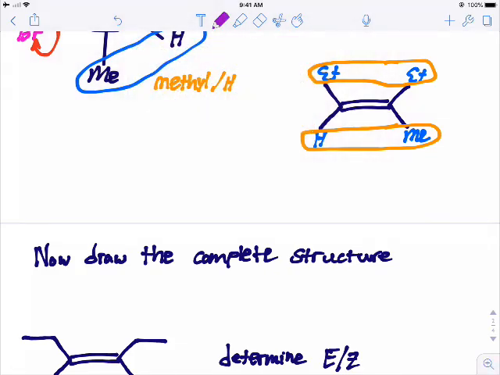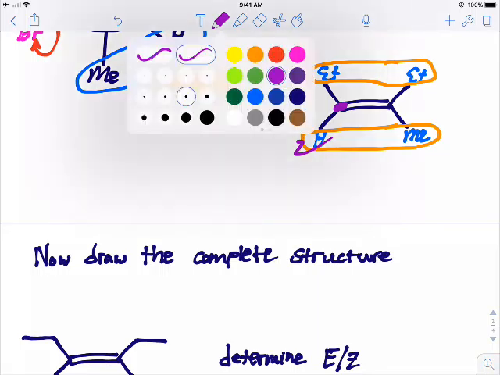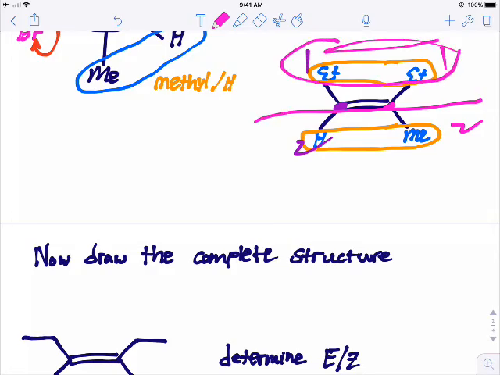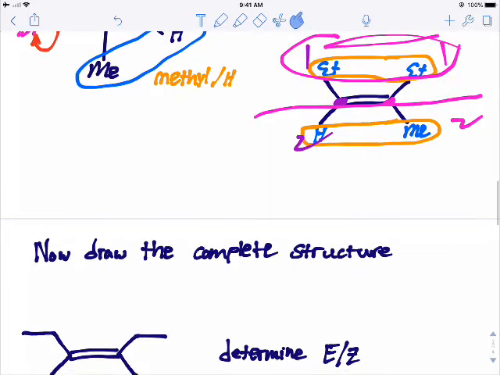So on our left carbon, ethyl is the larger group, hydrogen is the smaller group. On our right carbon, ethyl is the larger group, methyl is the smaller group. So again, if we cut this bond right in half and we look at what groups are together, we see the ones are on the same side. So this is the Z double bond.